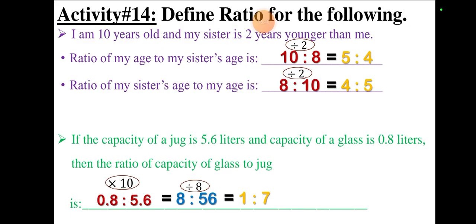Define ratio for the following. I am 10 years old and my sister is 2 years younger than me. Ratio of my age to my sister's age is 10 ratio 8, that's divided by 2, that makes 5:4, and ratio of my sister's age to my age is 8:10, that divided by 2 makes 4:5.